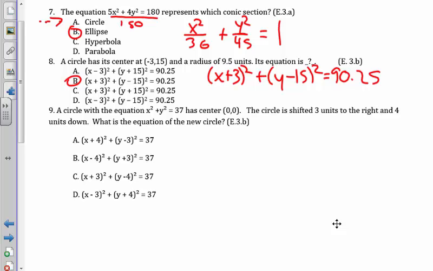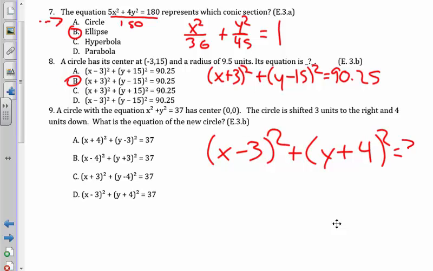So now we have a circle with the equation x squared plus y squared equals 37, with its center at 0. So if we shift it 3 units to the right and 4 units down, what is the equation? Well, 3 units to the right, inside lies, x minus 3 squared, and then 4 units down, inside lies, y plus 4 squared equals 37.